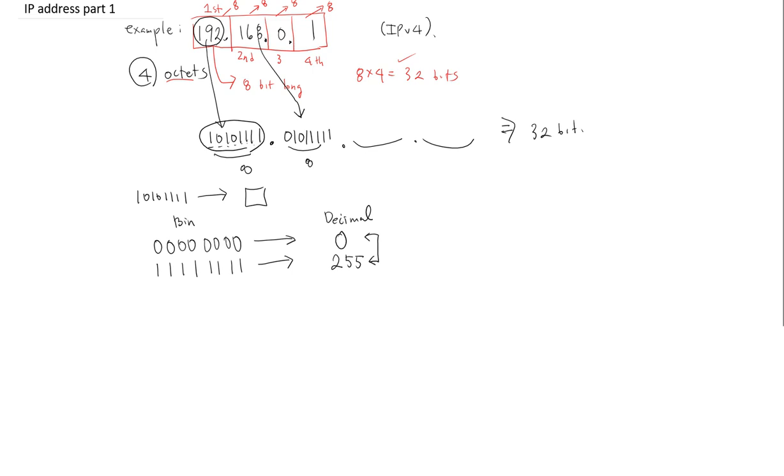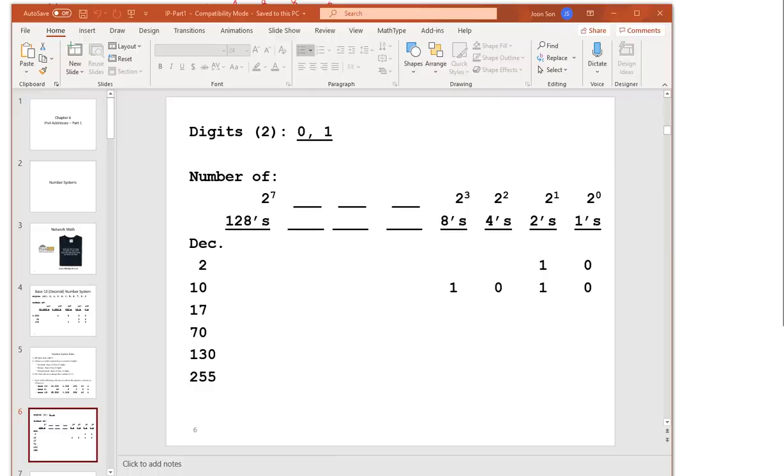Any questions up to this point? Okay. Why is it 255? I'll tell you why it becomes 255. This is something that you should know, but I'll explain. Let's go to my lecture slide. First, I'm going to teach you how to convert a binary number to a decimal number.